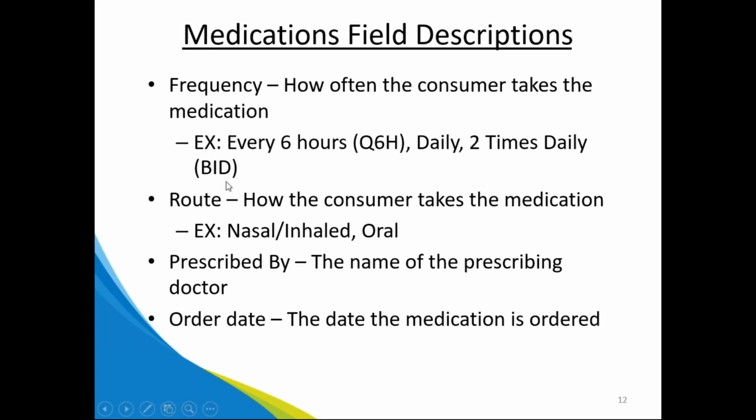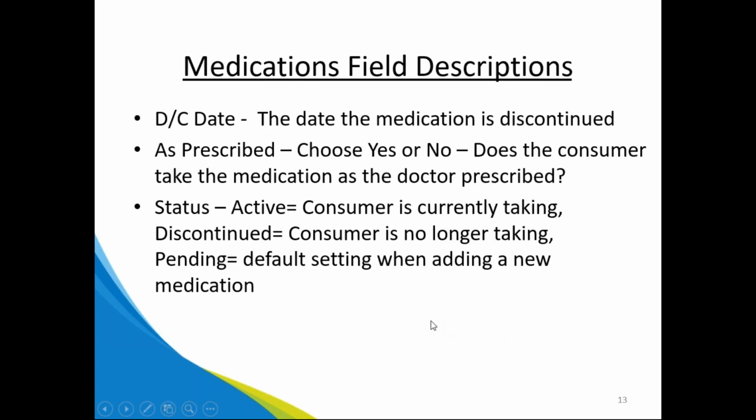Frequency, that's just how often they take it. Routes, pretty self-explanatory. Prescribed by, you're going to put the doctor that prescribed it, and then order date, the date that they ordered it. DC date, you're going to only enter this if the medication is discontinued. If the medication is not discontinued and the consumer is currently taking it, you're going to leave it blank.